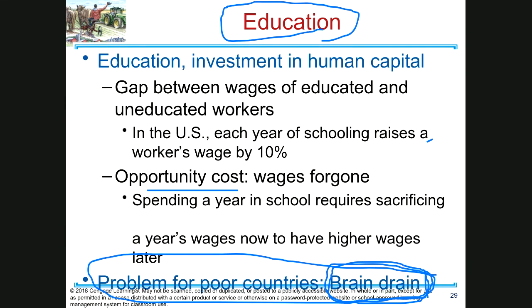Then when they finish and now they're very productive, they leave, they come here, and the U.S. has access to a free, educated person. Then we call that brain drain. Okay, that's something that underdeveloped and poor countries have to be careful about. At least when they graduate, they should make them work there, at least pay off whatever society contributed to their education. Okay, that's the brain drain.